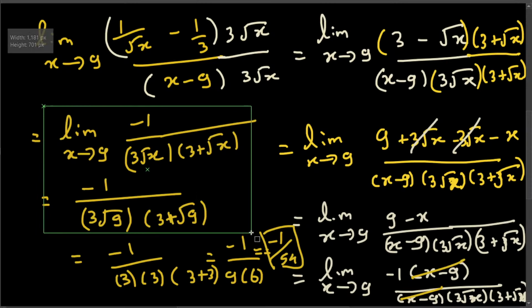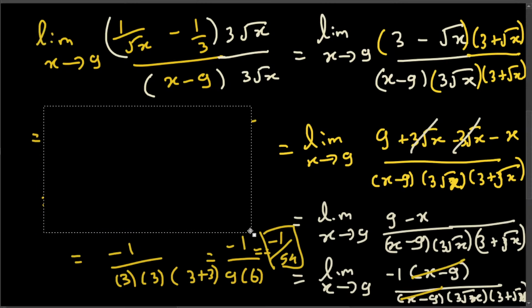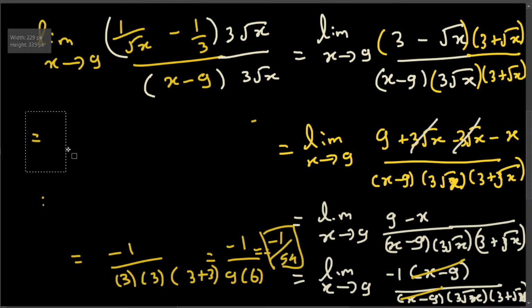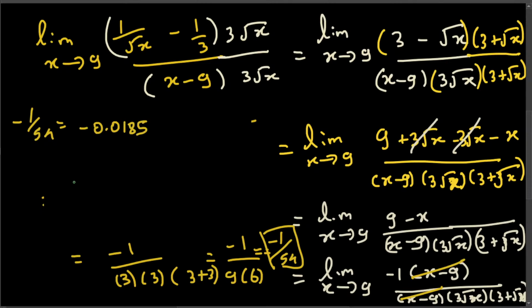Okay, let me erase this and write it here. So if you plug this value in the calculator, -1 over 54, you will get -0.0185. Okay, this is one way to do it.